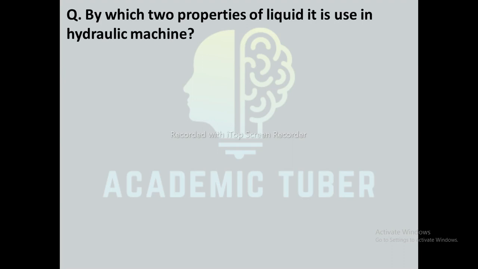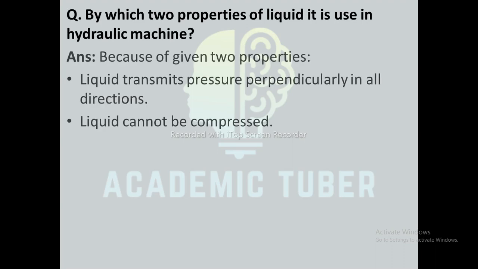So here is one question related to hydraulic machines. By which two properties of liquid is it used in a hydraulic machine? Liquid is used in hydraulic machines because of the following two properties. Liquid transmits pressure perpendicularly in all directions, and next, liquid cannot be compressed.